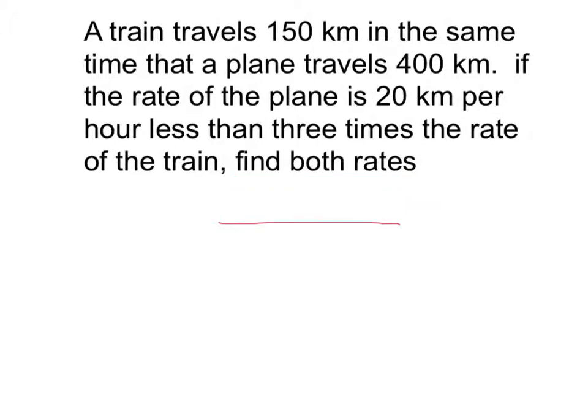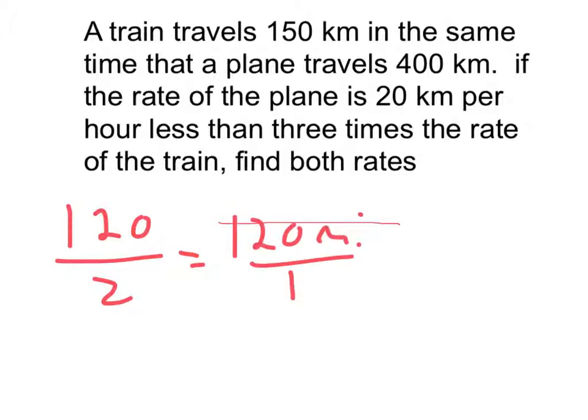So if you are driving on the interstate, if you drive 120 miles in 2 hours, you've driven 120 miles per hour. So we're looking for this sort of rate here, except it's going to be kilometers per hour. We're looking for the rate that the train is going and the rate that the plane is going.